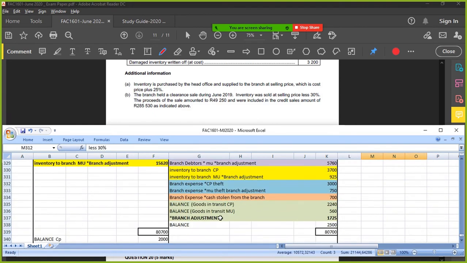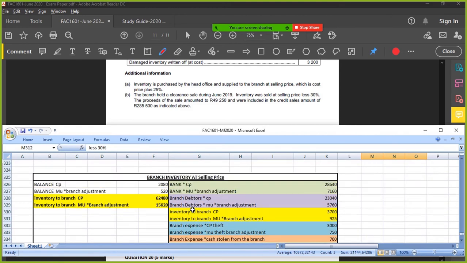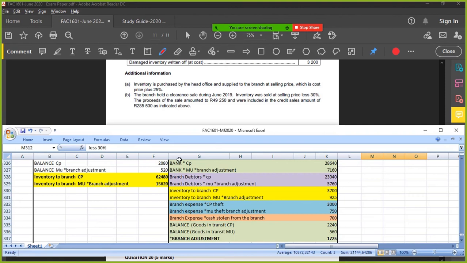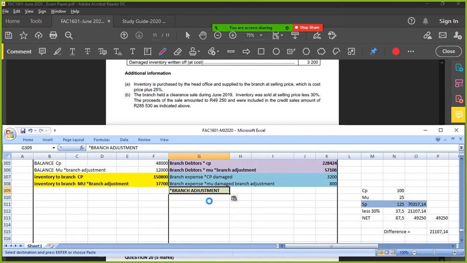Do I need to show that? Yes, I do. Which one would this be? This is going to be on the right, so it would be part of your branch debtors again. It'll be this figure. No, not branch debtors. It would be an adjustment, branch adjustment.